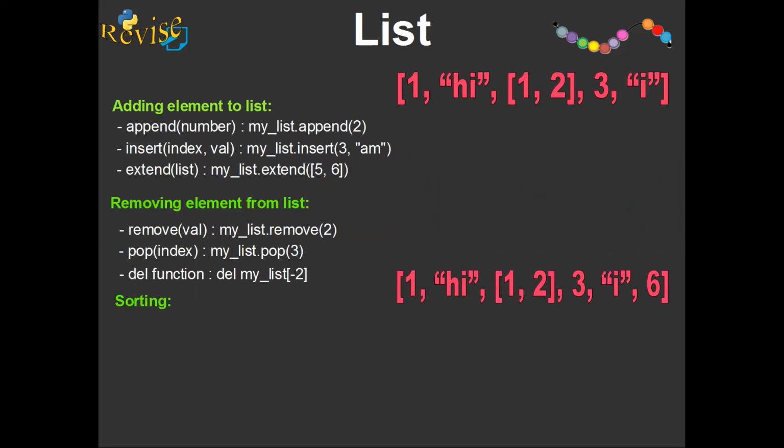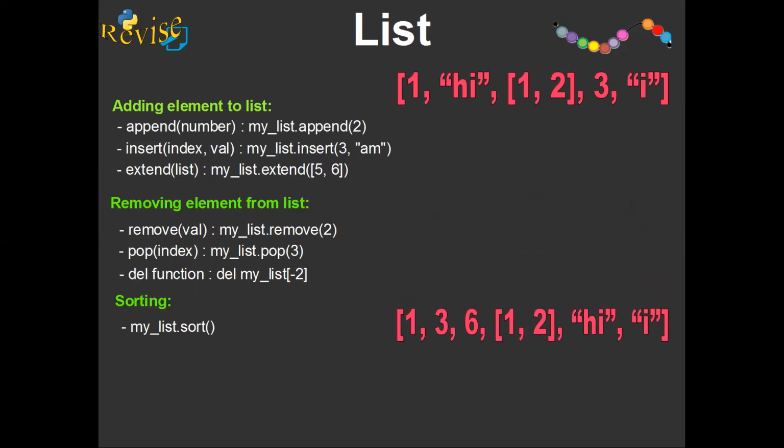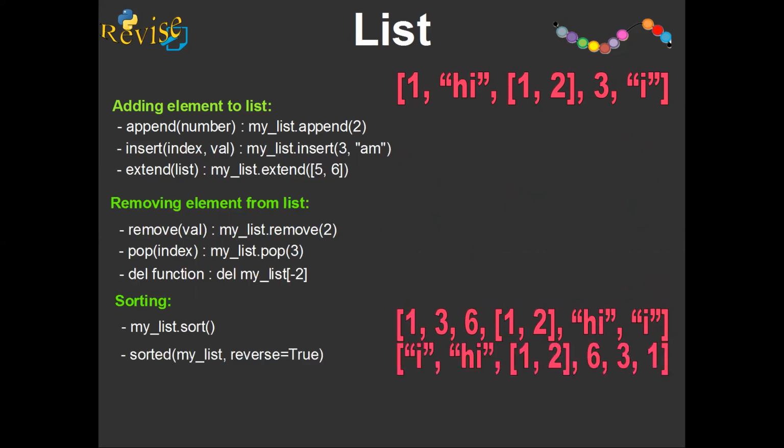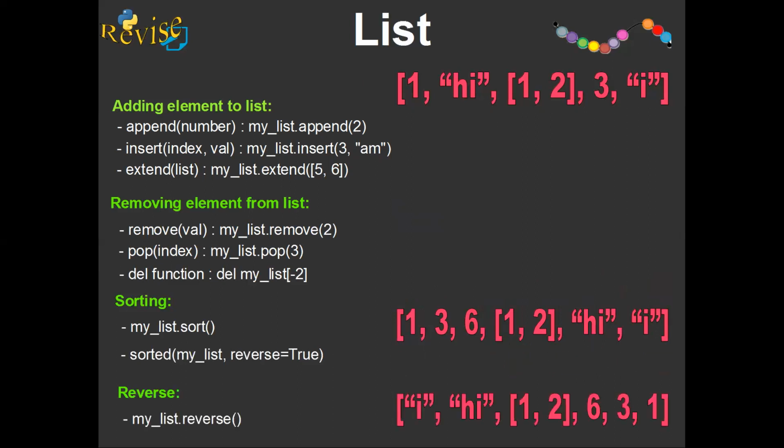Now we want to sort this list, you can use the sort function. 1, 3, 6, first the numbers got sorted, then the list, and then the strings. In the same way you can use the sorted function. I use reverse equal to True, so the list got reverse sorted here. By default reverse is False, so if you just use sorted my list, it will sort the list in normal order, not reverse order. In the same way for reverse ordering, you can use the reverse function, my list dot reverse, it will reverse the order of the list. This is about list.